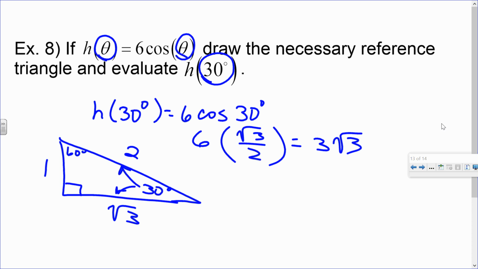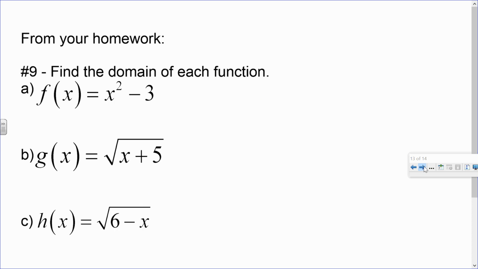Questions from anybody? Okay, we don't have a lot of time left. I would like for you to start with number 9 which is finding these domains. What are the restrictions that you have to worry about? I won't have time to check individually, but we'll get some stuff up on the board here to kind of help you with that in a few minutes.